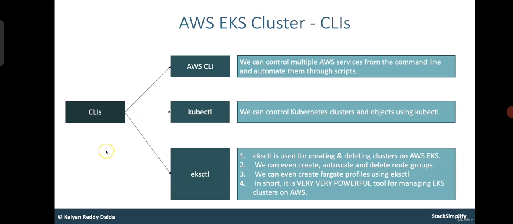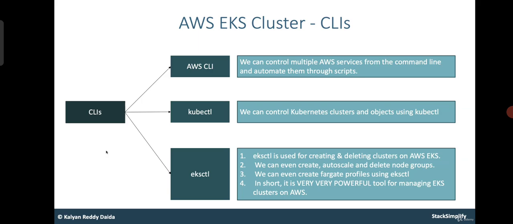But for now, what you need to understand is that eksctl is a better tool than the AWS management console as of today. Using eksctl, we can create and delete clusters on our AWS EKS. In addition to that, we can create, autoscale, and delete node groups. And we can also create Fargate profiles using eksctl. In short, it is a very powerful tool for managing EKS clusters on AWS.